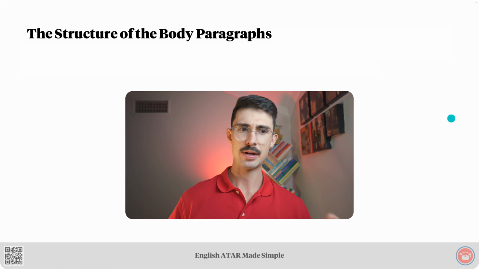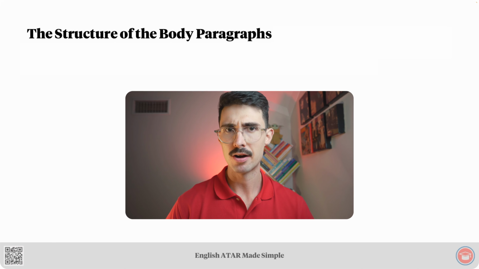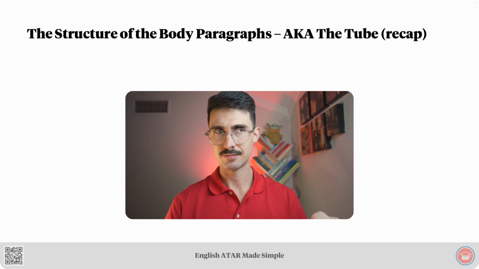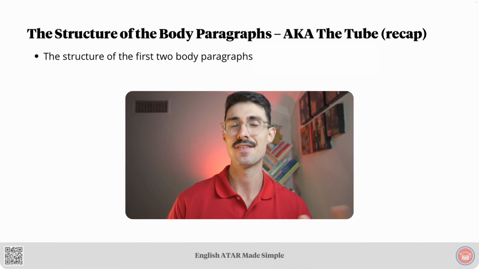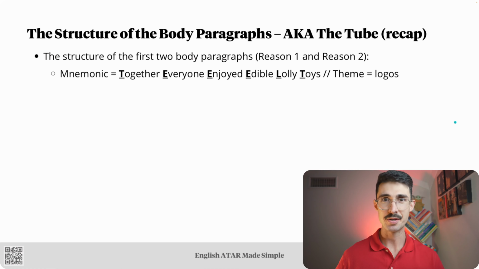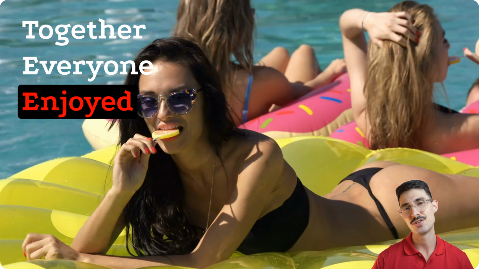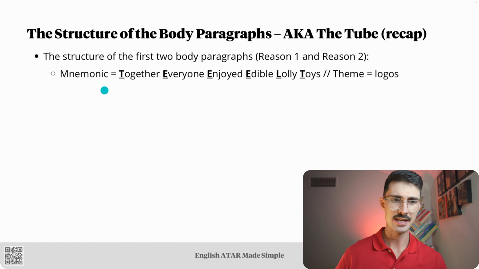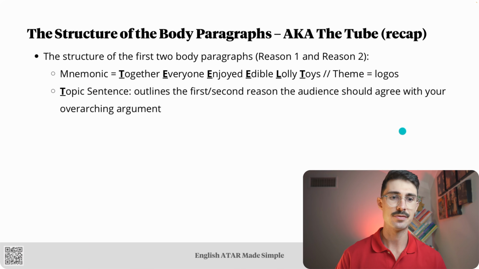That's all of our content. Let's check out our simple summary. First part of the lesson, we recapped the structure of the body paragraphs, aka the tube of the drinking funnel. Specifically, we firstly recapped the structure of the first 2 body paragraphs, which is reason 1 and reason 2. Our mnemonic is together, everyone enjoyed edible lolly toys, and the theme is logos. The T stands for topic sentence. This is where you outline the first or second reason. The audience should agree with your overarching argument.